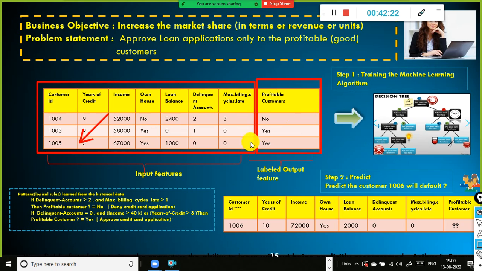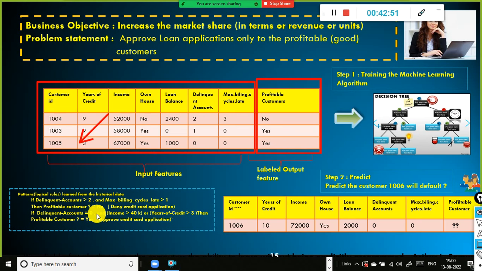Now you tell me whether this algorithm, see, in the case of decision tree, one beauty of the decision tree is that it automatically generates the rules. Now the decision tree algorithm generated the rules like this. If delinquent account is more than 2 and maximum billing cycle date is more than 1, then profitable customer, no. Deny the credit card application.